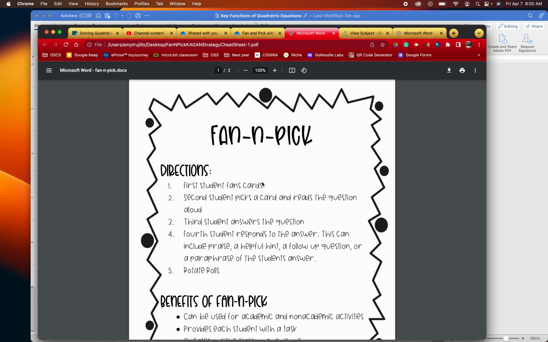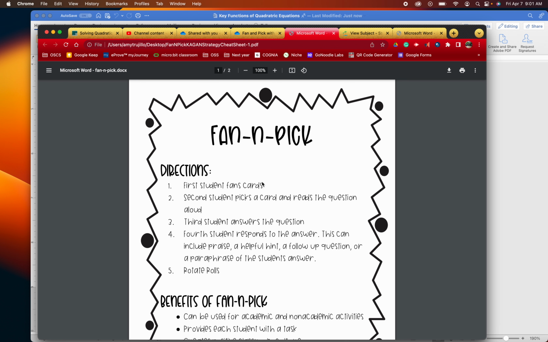So fan and pick. You have your cards. So maybe you separate them, so many cards per group, maybe 5 cards per group. You fan the cards out, the first person does. The second person picks a card. They read the question out loud. The third person answers the question. The fourth person responds to the answer.